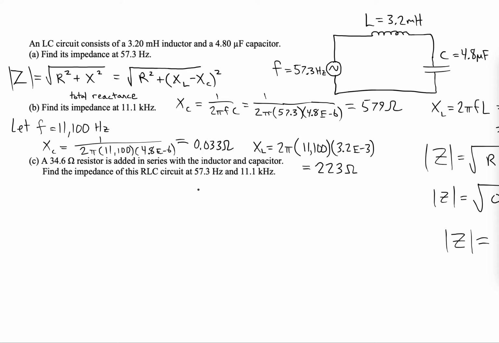So our new impedance then will be the square root of 0 squared plus 223 minus 0.033, basically 223 ohms.